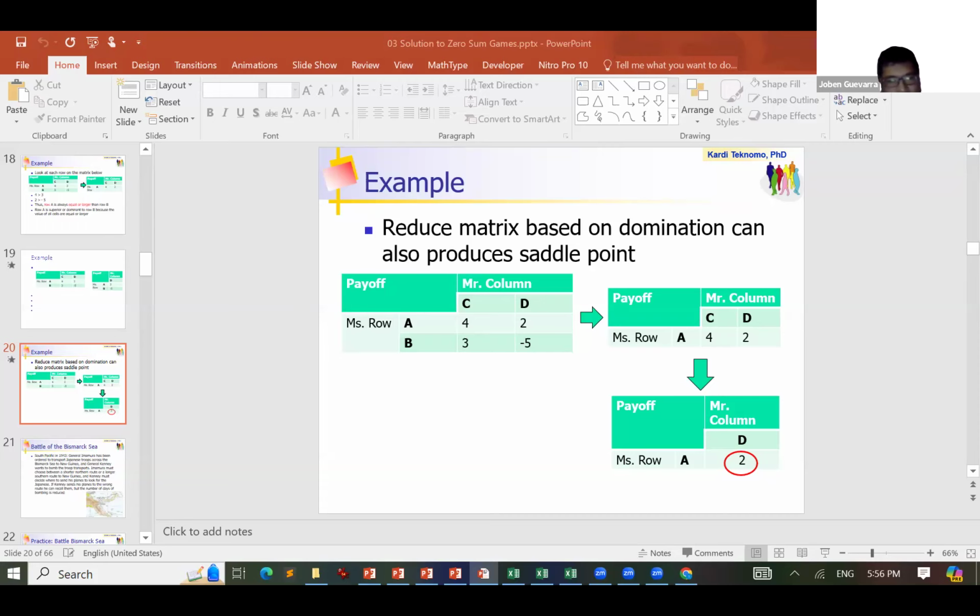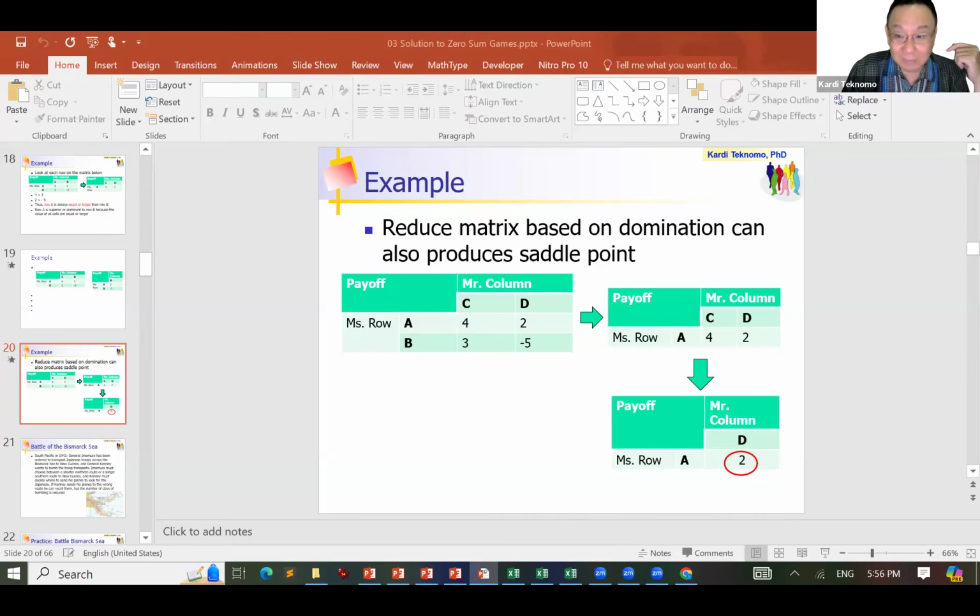So this is just a technique to check if you can reduce the big matrix into a smaller one. If you can, in this example, you can get down to one cell. That means you get the saddle point. Not necessarily you can get it, and domination does not always exist also. Yeah, good question, Jovin.